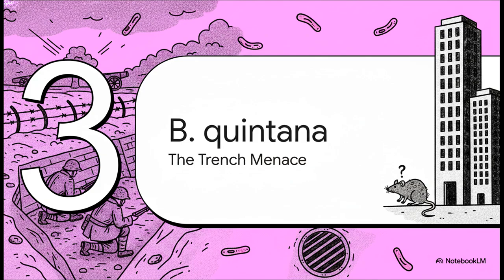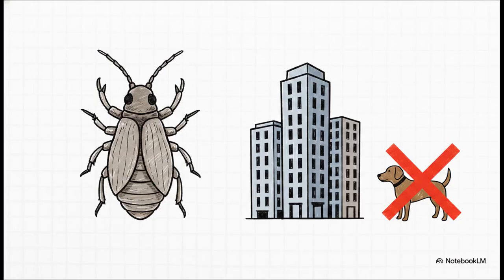Section 3. B. quintana, the trench menace. Historically, this is famous for devastating troops in World War I. But do not think it's just history. This pathogen is still highly relevant today. Here are your fast vector facts. Unlike our feline-loving first suspect, B. quintana relies strictly on the human body louse. Furthermore, humans act as the absolute only reservoir. There are no animal hosts hiding out in the background here.